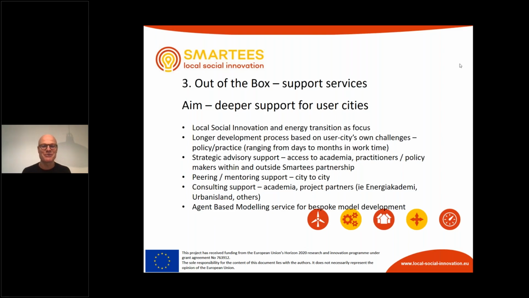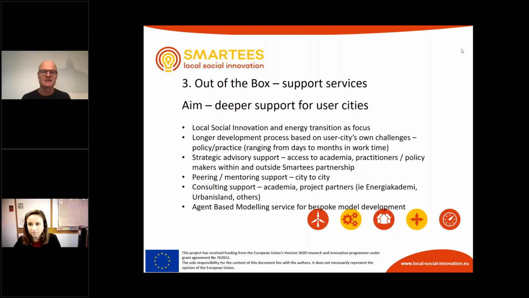I guess we're probably out of time for further discussion and for questions. But if anybody wants to get in touch, then you've got the contact details for the SMARTEES team here. So by all means, send us an email or questions or whatever, and we can deal with them afterwards. So thank you for that.